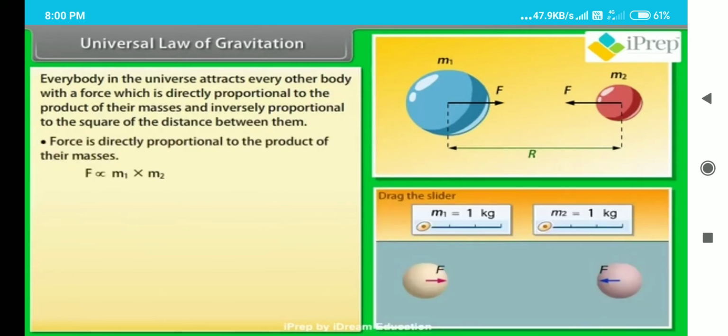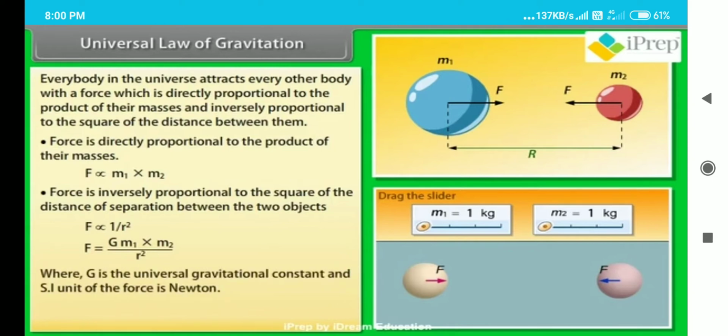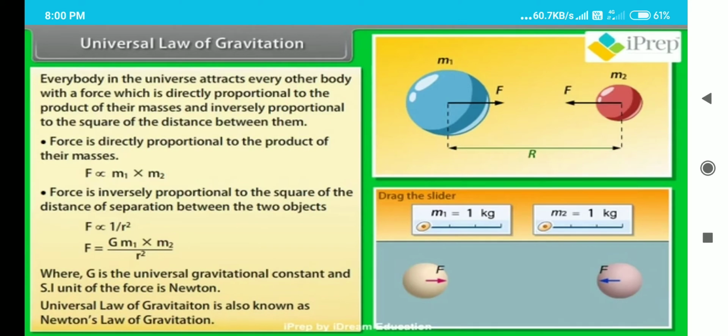Force is directly proportional to the product of their masses. Force is inversely proportional to the square of the distance of separation between the two objects, where G is the universal gravitational constant and the SI unit is Newton. Universal law of gravitation is also known as Newton's law of gravitation.